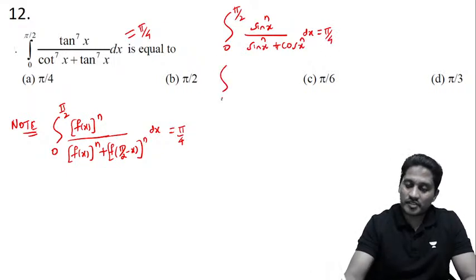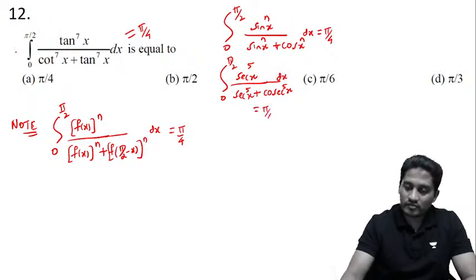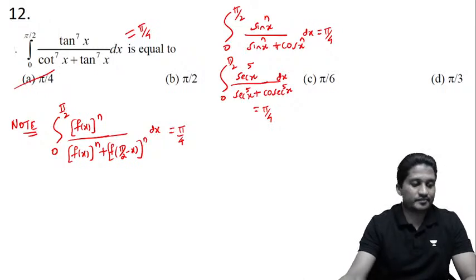If you have limit 0 to pi by 2, sec x to the power of 5, with any power, upon sec x power 5 plus cosec x power 5, the answer will be equal to pi by 4. Right, the answer will be equal to option A.